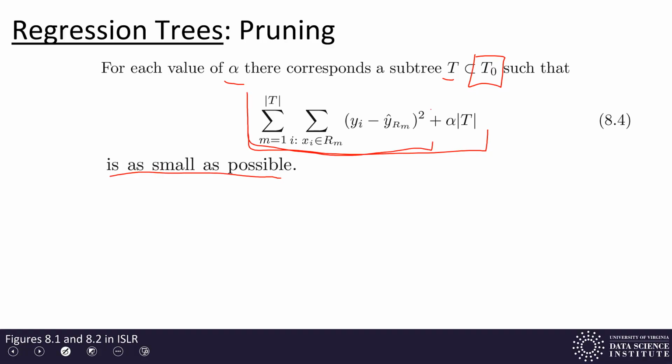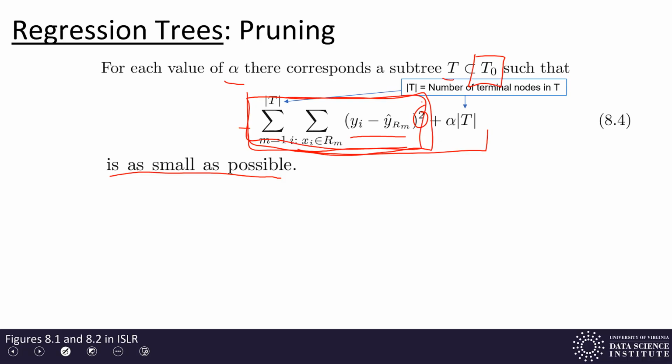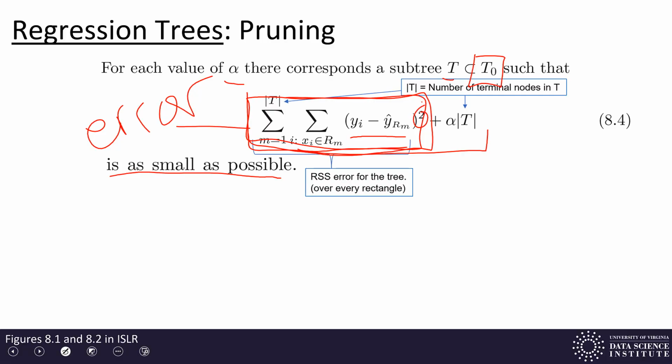And so what's this formula? The left-hand side is simply the sum of squares error for the tree, right? This is the difference between the actual value and the predicted value squared, and then we sum that, so it gives us the sum of squared errors. This absolute value bar around T is the number of terminal nodes in T. So we have this piece here, which is your error, the residual sum of squares error for the tree, over every rectangle in our variable space. And then the piece on the right-hand side is alpha times the magnitude of T. This is alpha times the number of terminal nodes in the tree.